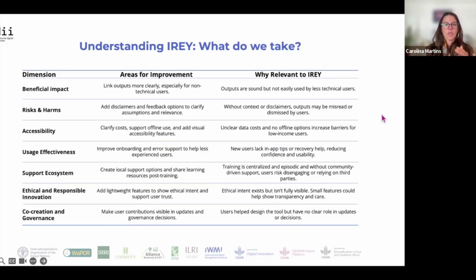So what do we take here? Looking at the MDII, we can understand what is working really well in terms of strengths, but we can also identify, which is the most important thing, what the areas for improvement are. And all dimensions, as they have their strengths, also have their weaknesses. In this case, we understood that although the tool is aligned with the problem definition and there's a problem-solution fit, the outputs are not easily understood by less technical users. And why does this fall into beneficial impact? If the outputs are not accessible, the beneficial impact of the tool decreases. So it decreases the potential of the tool in solving the problem it aims to solve.